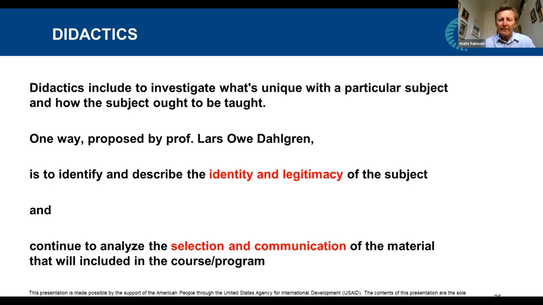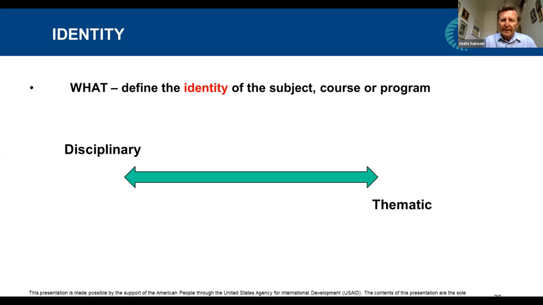The first question you have to ask yourself, and you can think about the course you are teaching right now: What defines the identity of the subject or the course or the program? And how should you describe it? What is it all about? And Dahlgren said that on the line, it could be more disciplinary oriented, or the subject could be more thematic. That's one way to see it.